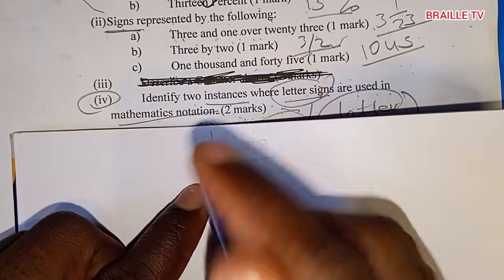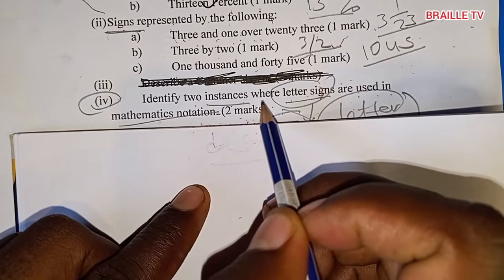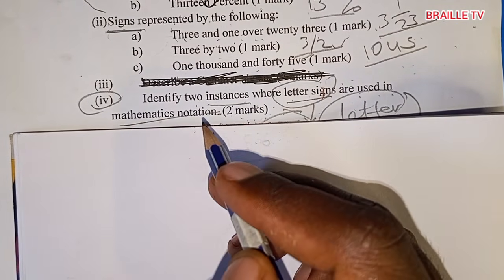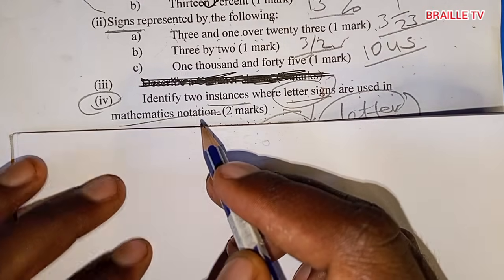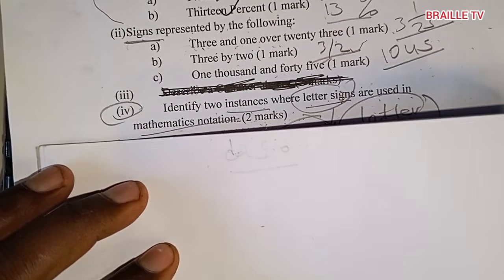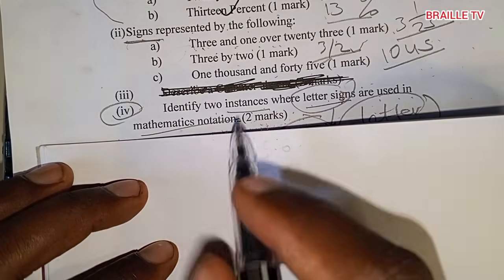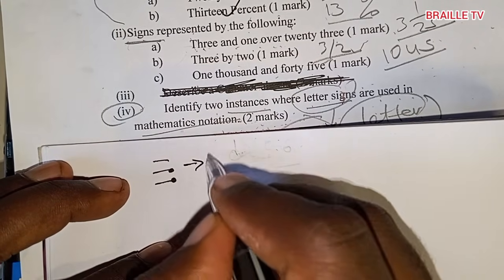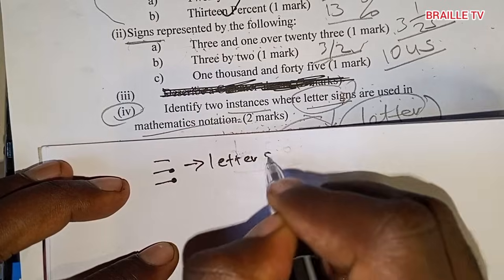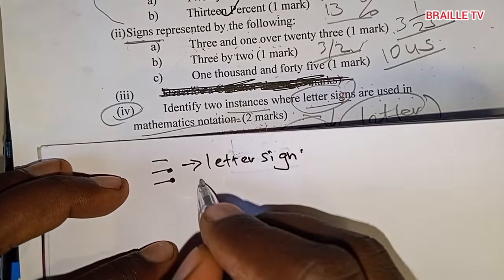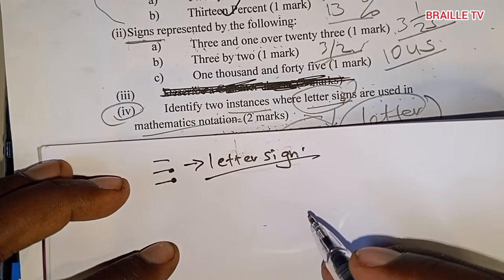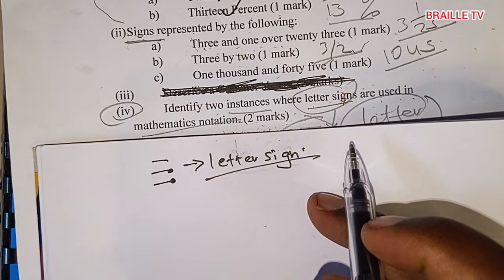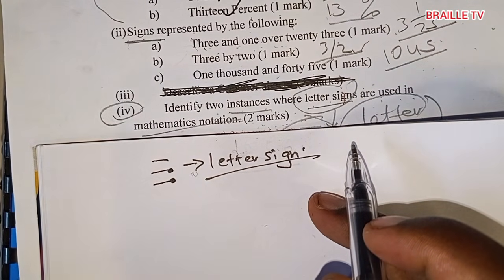Now, in this case, we are told to identify two instances where letter signs are used in mathematical notation. Number one, and I'm going to give you some examples so that you understand. For example, remember we said the letter sign is dots 5-6. This is called the letter sign. Where do we use it in mathematics and why? Listen. For example, you want to show long letters in sentences.